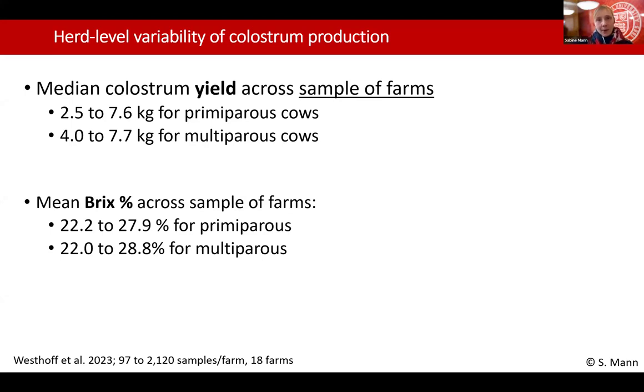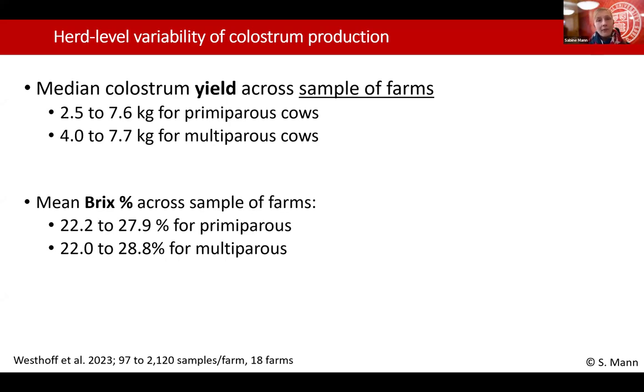So first of all, why is this important? This again is some data from a project that Trent completed, and we looked at colostrum production on a number of different farms in New York. And we recognized that colostrum production, both in terms of the yield of colostrum as well as in terms of the quality, varies quite widely between different farms. So these are the median colostrum yields on a farm, and they range from median yields of 2.5 to 7.6 kilos for heifers and 4 to 7.7 kilograms for cows.